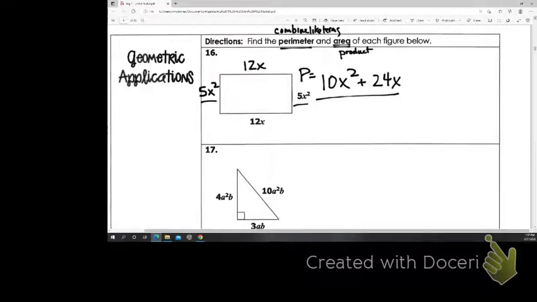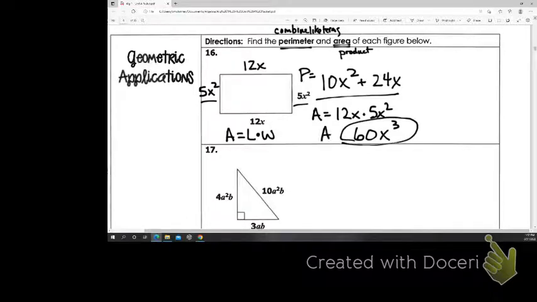For the area, remember that a rectangle is length times width. So area here, we're doing 12x times 5x squared. So that we're using product rule. 12 times 5 is 60. 1 plus 2 is 60x to the third. The 3 is very easy to read. So this is my area. This is my perimeter. So I'm going to have two final answers.